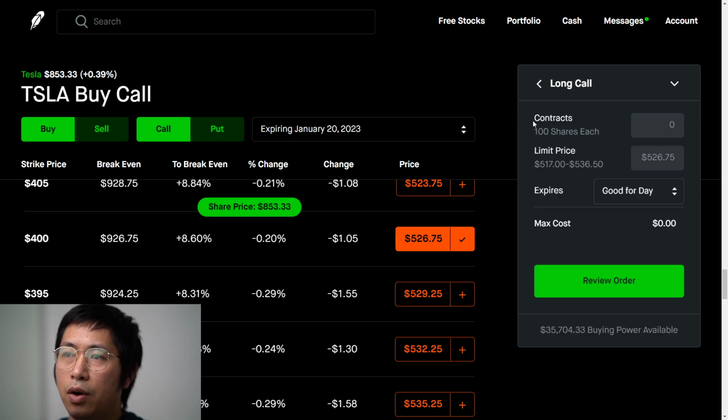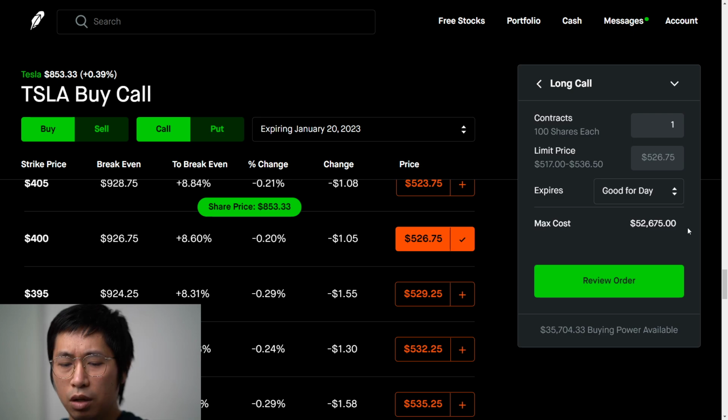Continue. Now, as you can see here, it says contracts 100 shares each. So each call option contract applies to 100 shares each. So if we just put in one contract here and the price is $526.75, however, because this applies to 100 shares each, we need to multiply it by 100. So $526.75 times 100 equals $52,675. This is the cost. So we're paying $52,675 to buy this call option.